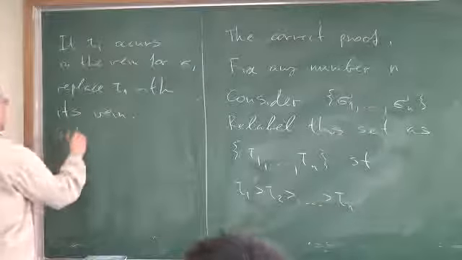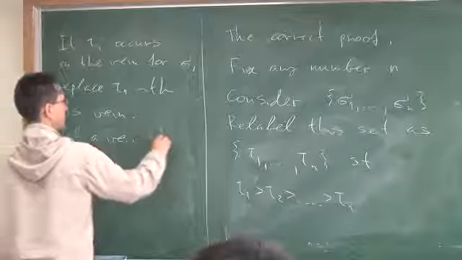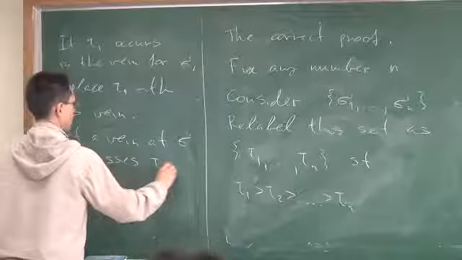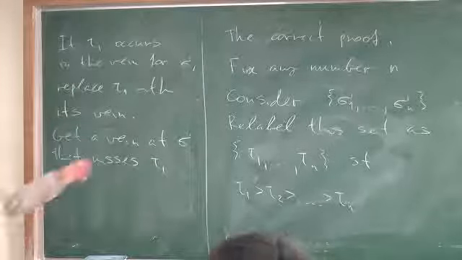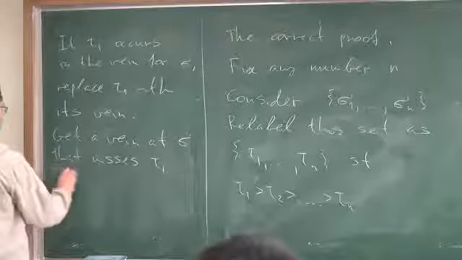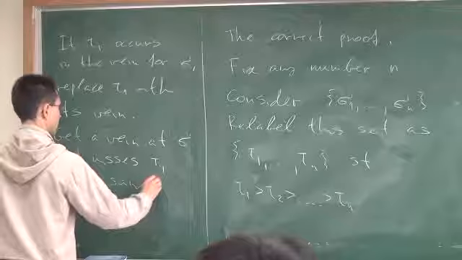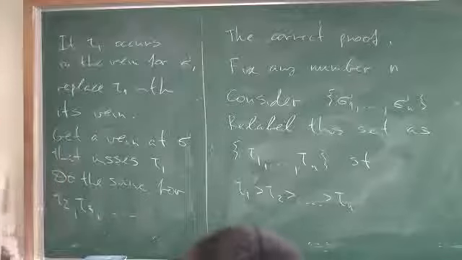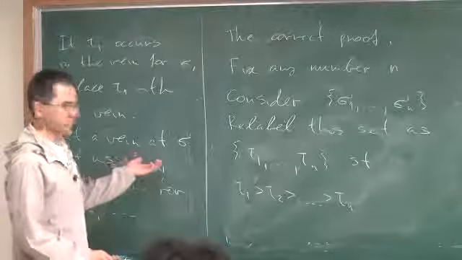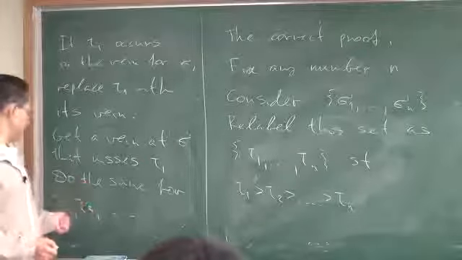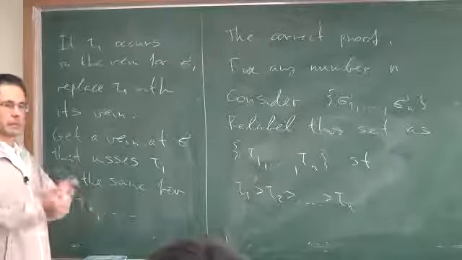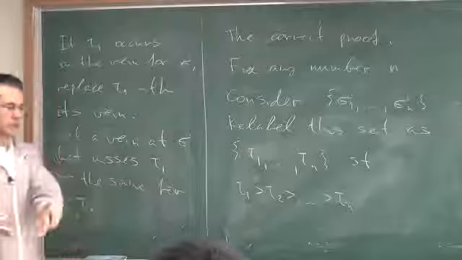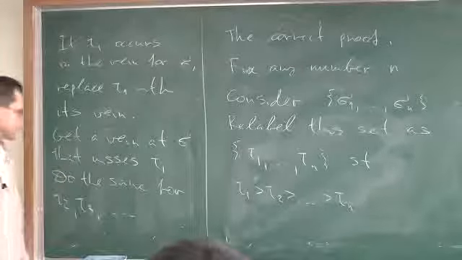Get a vein at sigma that misses tau 1. And then continue. Tau 2 is smaller. Do the same for tau 2, tau 3, and so on. So if tau 2 happens to occur in this vein, then tau 2 also has a vein, so you replace tau 2 with the vein. And since they are ordered like this, we can do it consistently, and what you did at the next step does not affect what you did at the previous step.